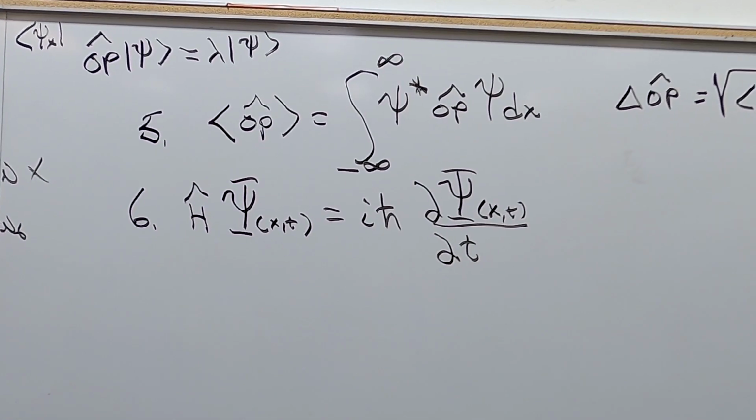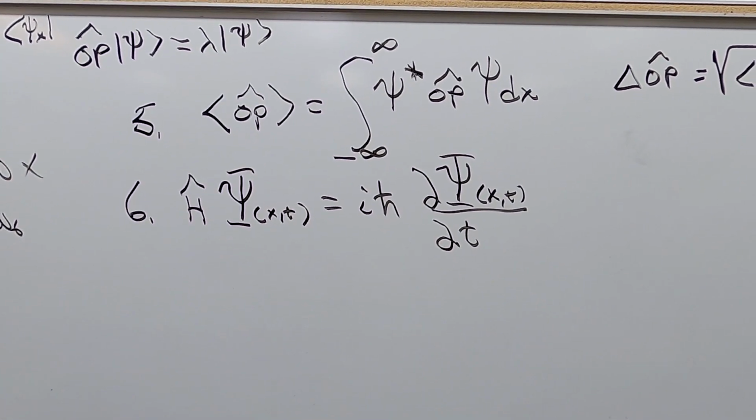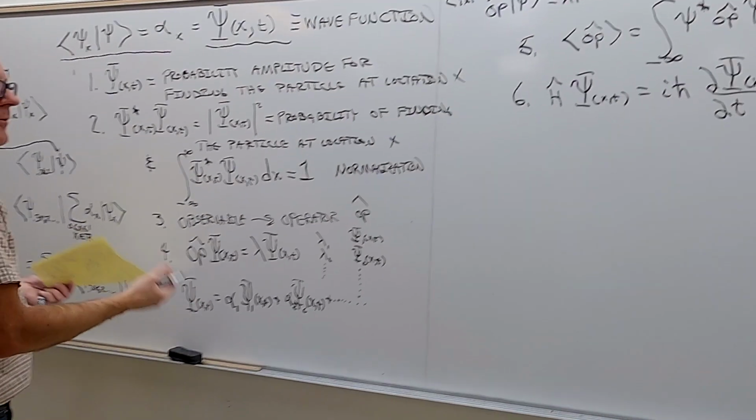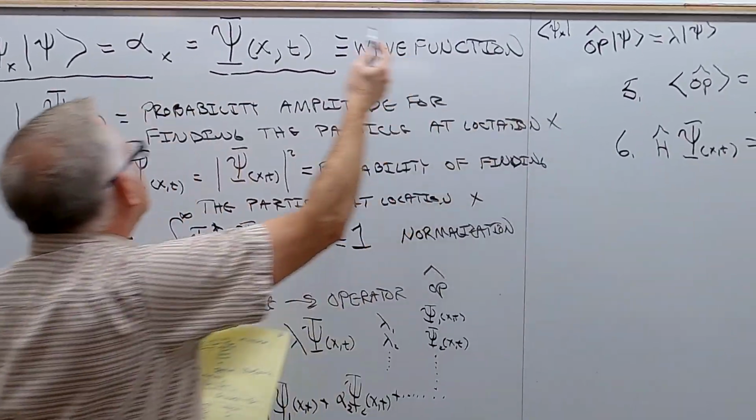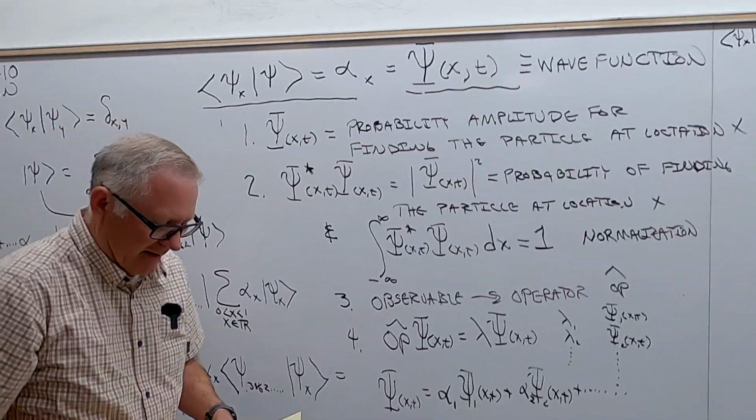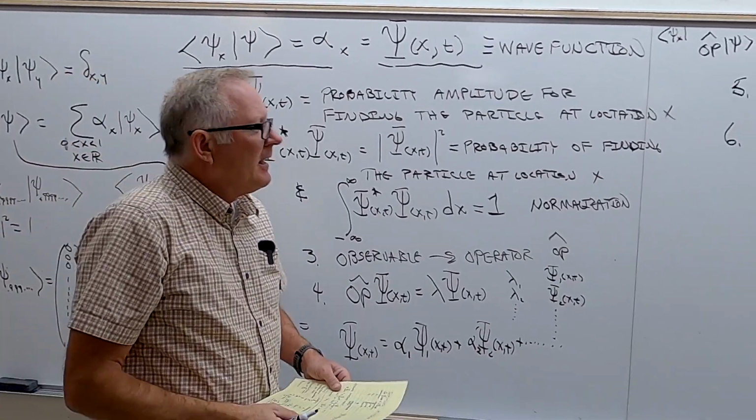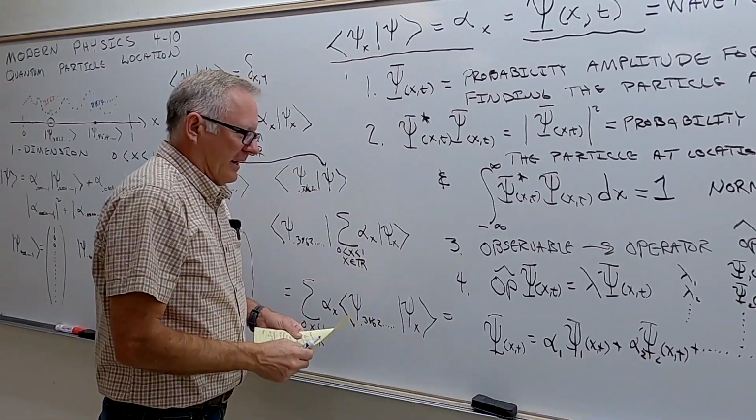Okay, so those are all of our rules. We're not going to have anything new to it. All we did was, before we were working on vectors, now we're going to be working on what we call wave functions, which is the probability amplitude of finding it at a particular value of x. Now, let's just look at some of these operators right here.